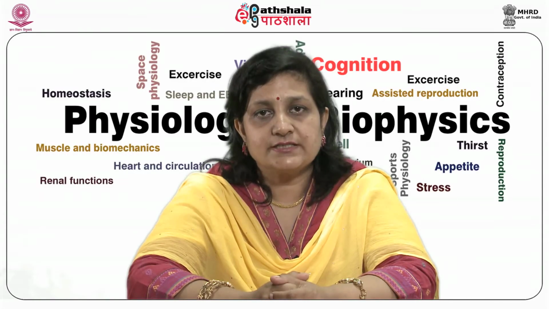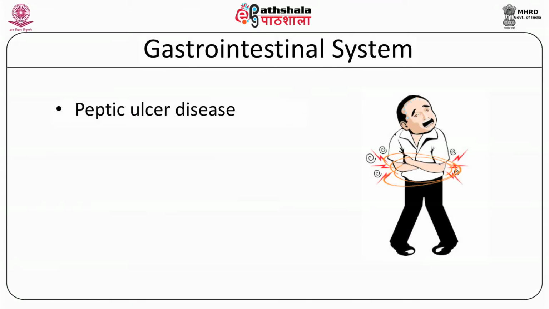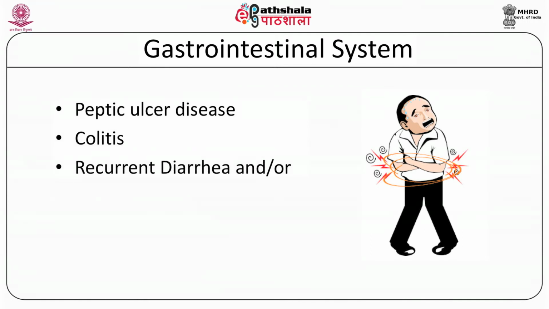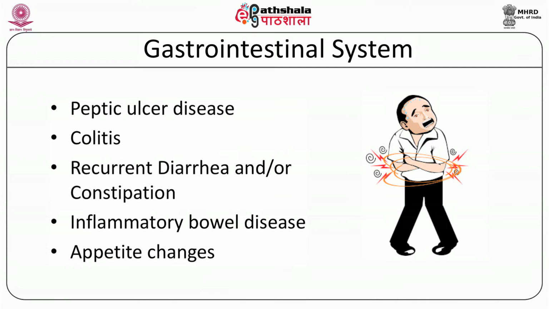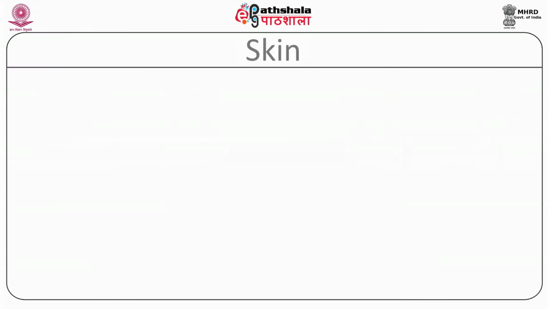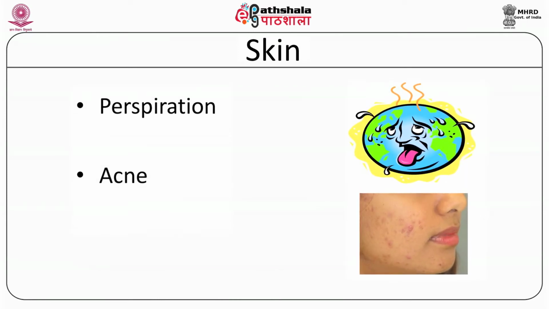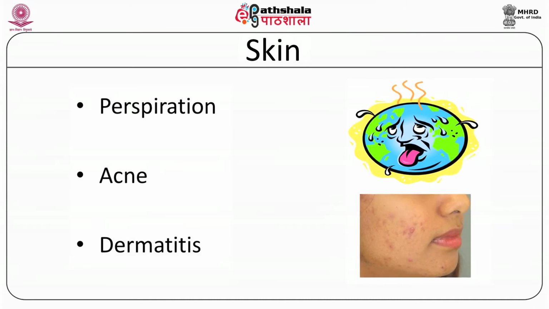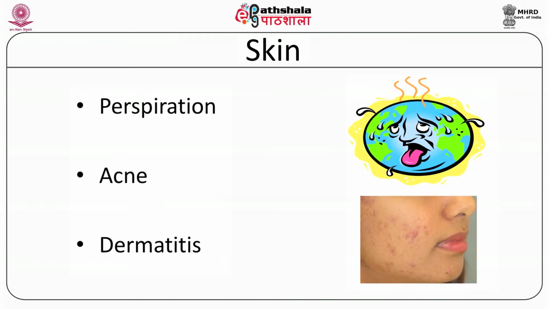The gastrointestinal system effects include peptic ulcer disease, colitis, recurrent diarrhea and or constipation, inflammatory bowel disease, and changes in the appetitive behavior. In the skin, chronic stress can cause excessive perspiration or sweating, acne, that is pimples, and dermatitis.